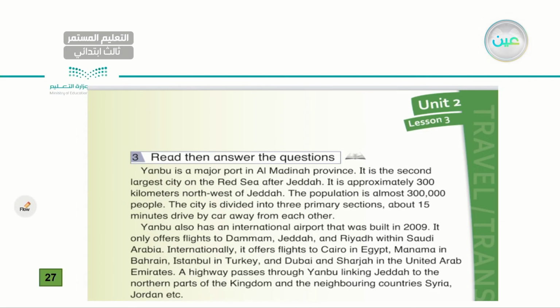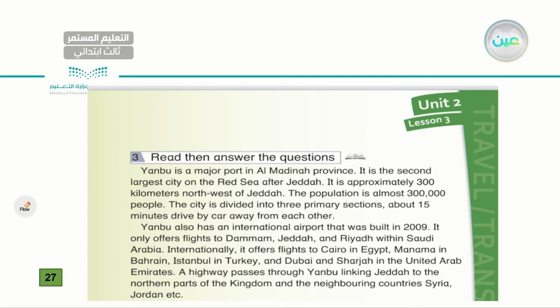Yanbu also has an international airport that was built in 2009. It only offers flights to Dammam, Jeddah, and Riyadh within Saudi Arabia. Internationally, it offers flights to Cairo in Egypt, Manama in Bahrain, Istanbul in Turkey, and Dubai and Sharjah in the United Arab Emirates.